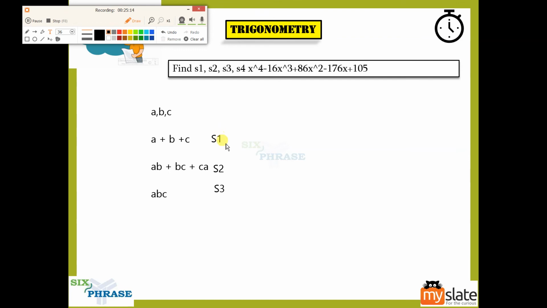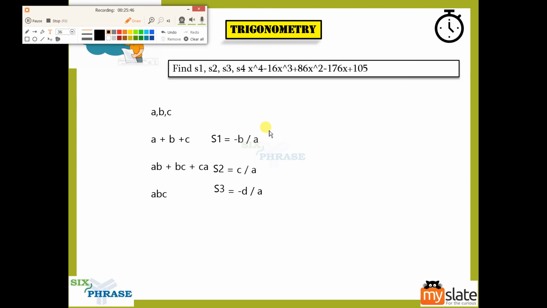Now this S1, guys, sum 1, is nothing but minus b by a. Did I just say c? No, it is minus b by a. Yes, we saw this, right? But when it comes to sum 2, it is just c by a, plus c by a. I just talked about it, right? Then sum 3, again we have minus d by a. So this is for 3 roots.